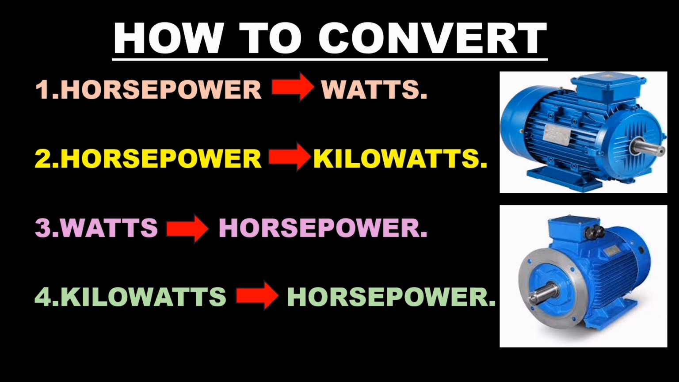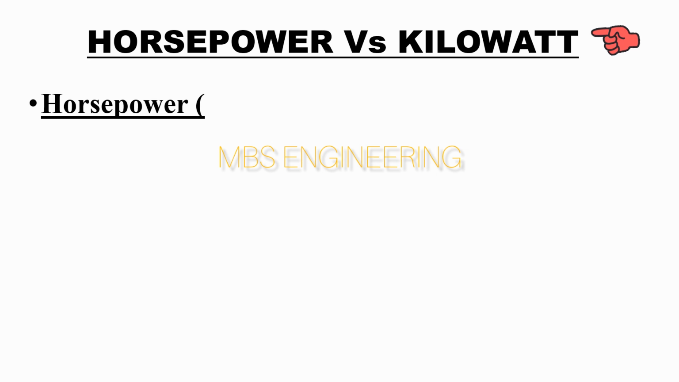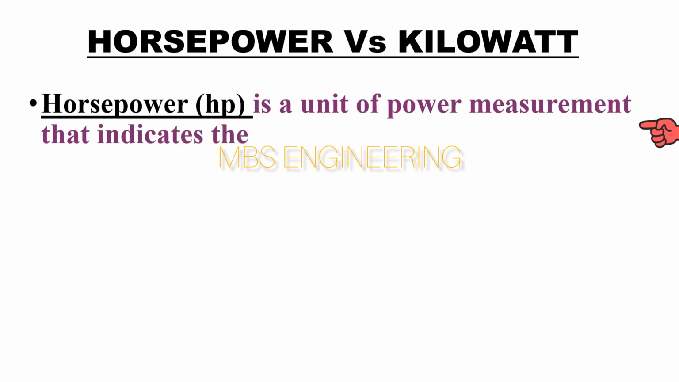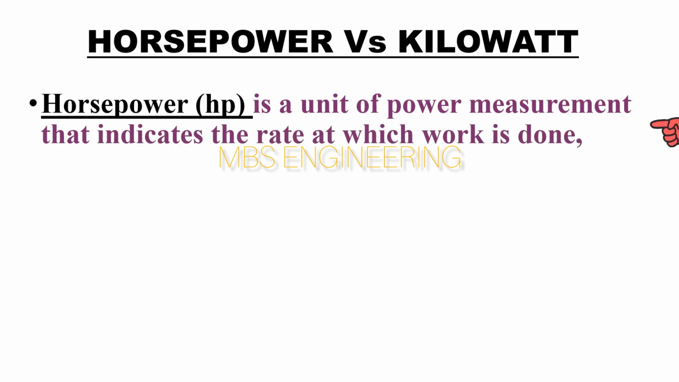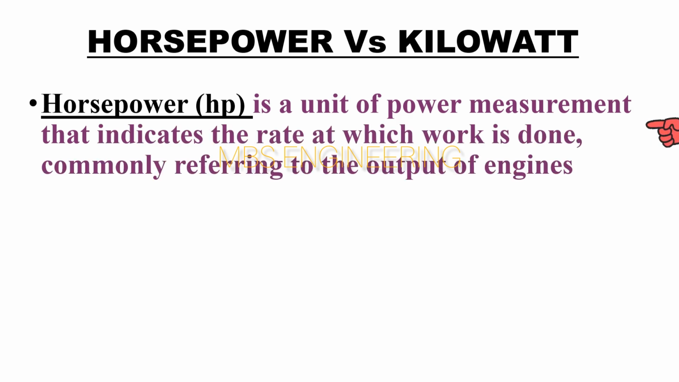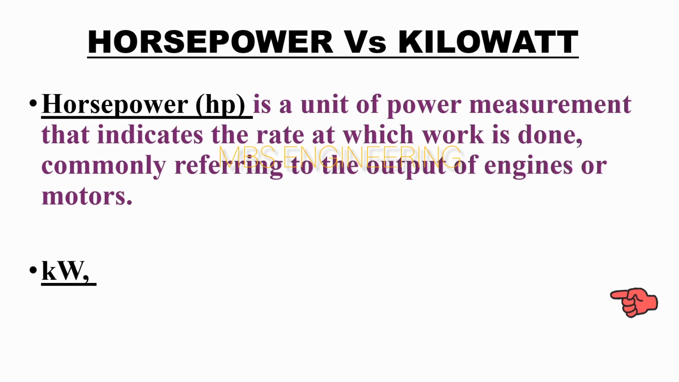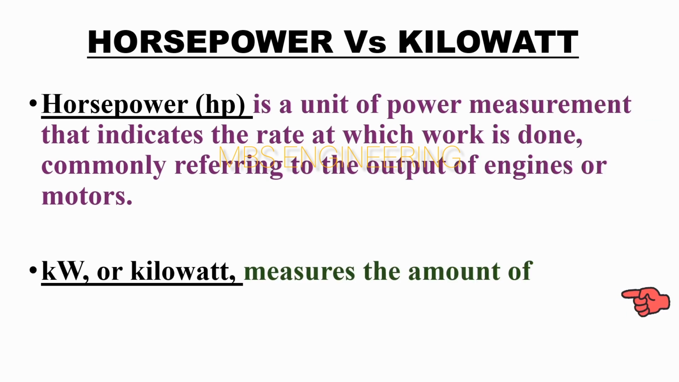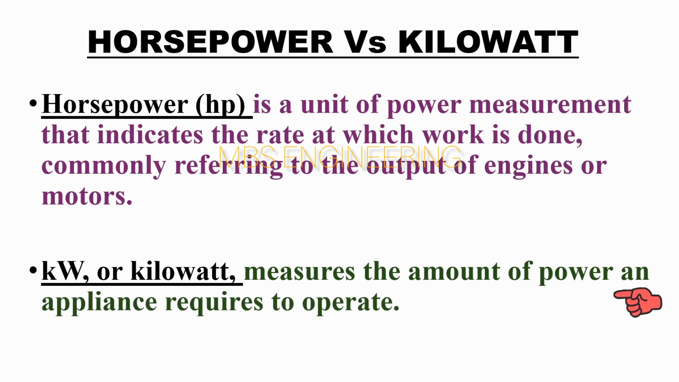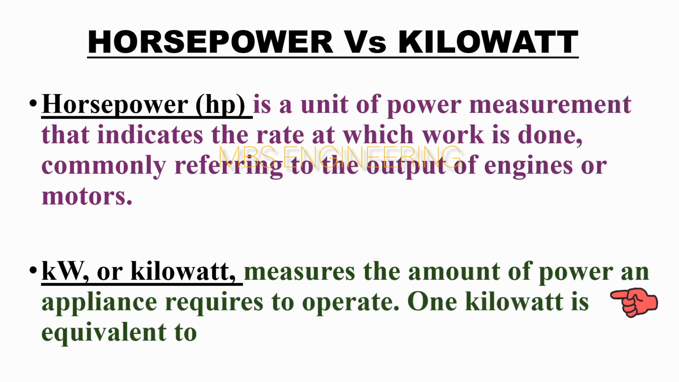Next, we will understand about the horsepower in kilowatts. The first understanding of horsepower is that horsepower, HP, is a unit of power measurement that indicates the rate at which work is done, commonly referring to the output of engines or motors. The second understanding is that kilowatts, kW, measure the amount of power an appliance requires to operate. 1 kilowatt is equivalent to 1000 watts.